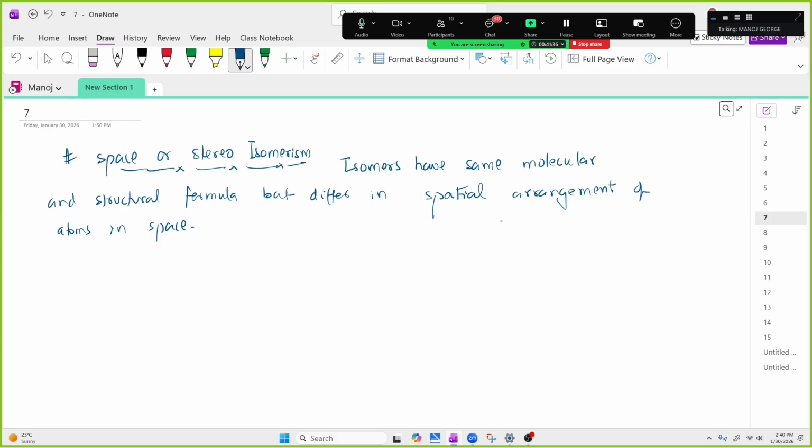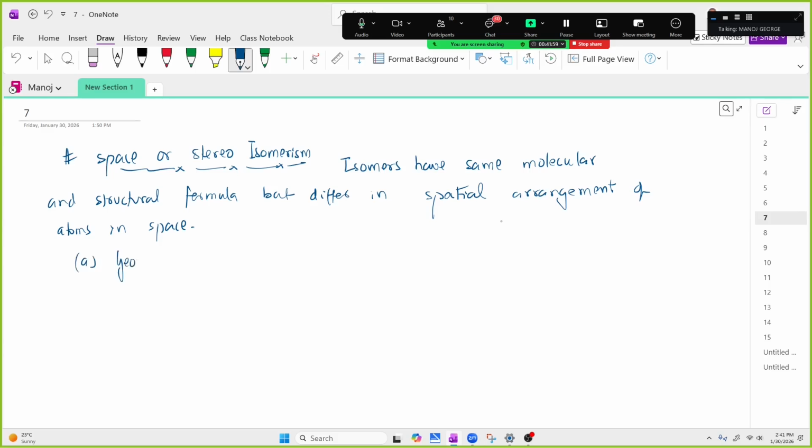Your notebook is 2 dimension. Whatever you write on the notebook, whatever arrangement you do, that's structural isomerism. Now what we are going to do, we are going to put some atoms above your notebook and some atoms below your notebook. We are going 3D now. That is space or stereoisomers. So there are 2 types what we have to study.